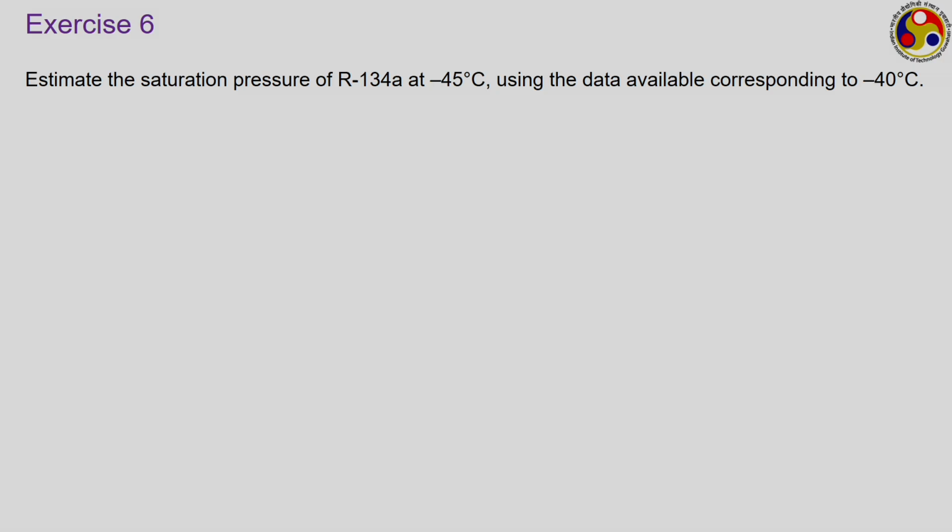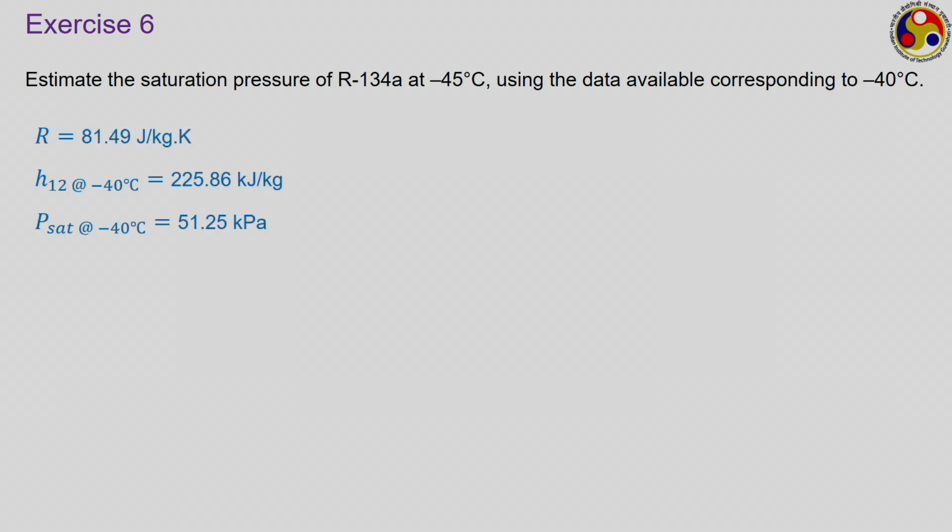We have to estimate the saturation pressure of R134a, which is a refrigerant, at minus 45 degree Celsius using the data available corresponding to minus 40 degree Celsius, and these are the data. The value of R is given, h_fg at minus 40 degree Celsius has been measured, and the saturation pressure at minus 40 degree Celsius has also been measured, and therefore, our T_sat1 is minus 40 degree Celsius.